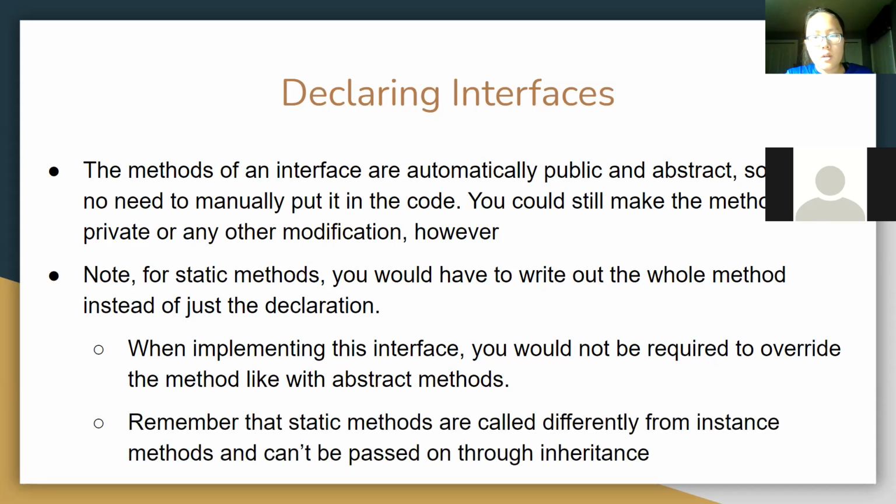Again, static methods are called differently from instance methods, and they cannot be passed on through inheritance. So if you try to call a static method from a subclass of an interface, that does not work, because static methods are not passed on through inheritance at all. Inheritance only involves instance methods. That's something you should note. Always call it by first saying the name of the class or the interface, and then dot whatever method you're running.